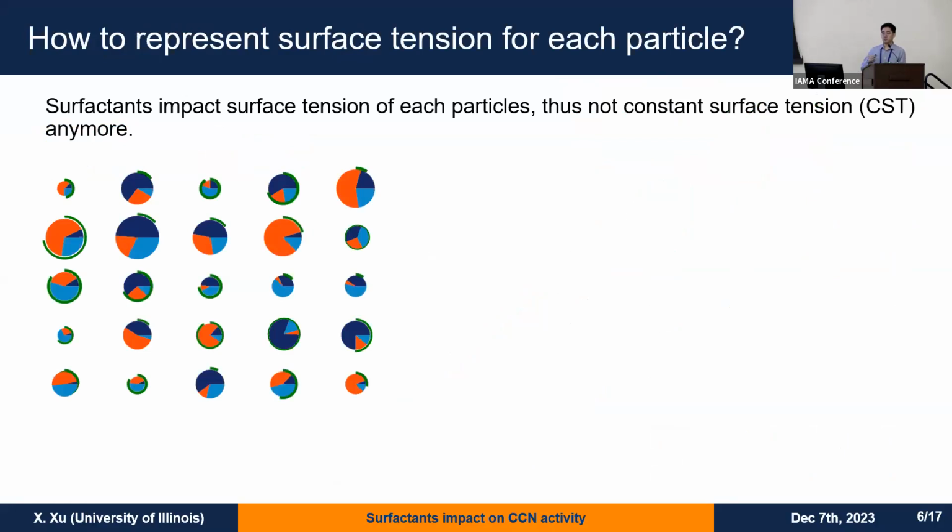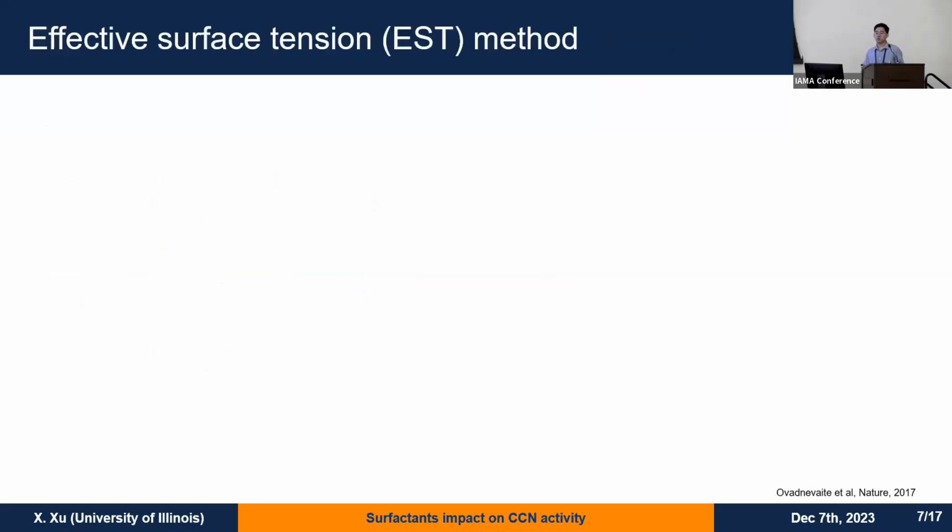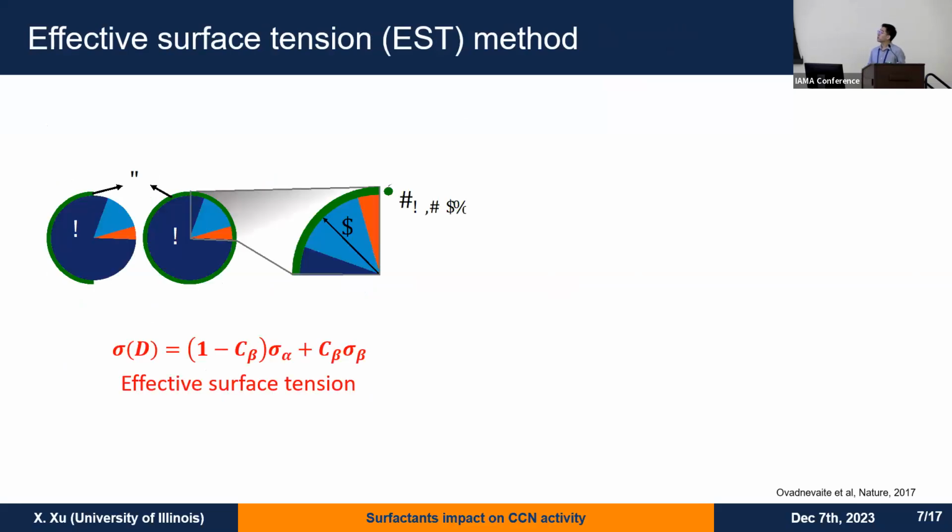So since surfactants can impact the surface tension, now we are making the assumption that each particle has a film, and you can see that each particle has a different composition and each of them has a different surface tension. Now for the Köhler theory, how should we represent the surface tension here? So we took a method called effective surface tension. It's a surface-average-based method that includes several parameters. I will show you one by one.